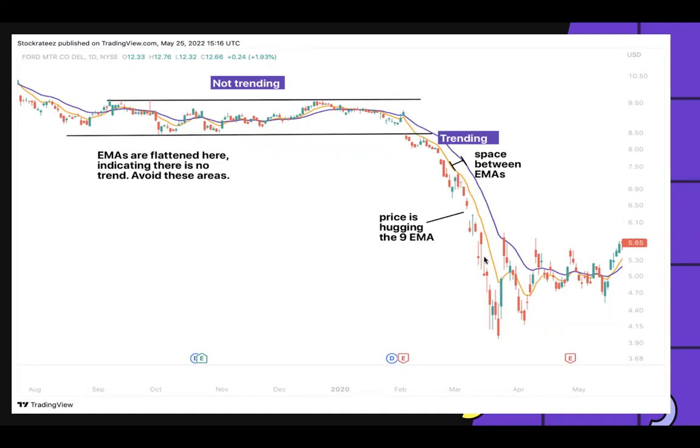All right, what happens now? So let's look at some trending action. See how there's space between the EMAs? So you've got a good distance between the EMAs. So that shows you you're trending. So when price is hugging the 9 EMA, then you got space between the 21. That's trending. That's stuff you can get involved with. You can look for opportunities there. You can look for setups in that kind of action. But see over here, there's no space. So when you're talking about trend versus no trend, chop versus trend, EMAs are flattened, no trend. Space between the EMAs, that's trending.